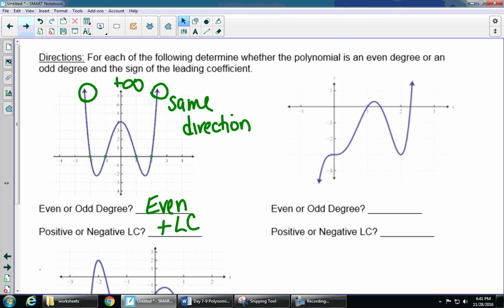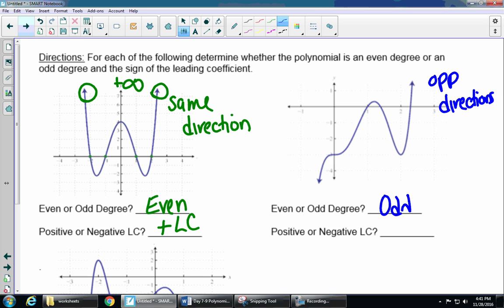In the next example, my arrows are pointing in opposite directions. So because they're pointing in opposite directions, I know that I have an odd degree. And for odd, to determine the leading coefficient, I always want to look at the arrow on the right. My arrow on the right points up towards positive infinity, so I have a positive leading coefficient.